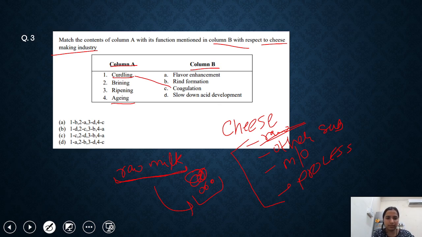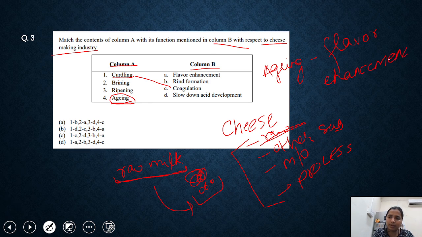Okay, and we know that at the end aging is mainly done for flavor enhancement. Normally, for any fermentation process, aging is mainly used for flavor enhancement. So in this also aging is used for flavor enhancement. Then you have the two things, that's brewing and ripening. So what happened?